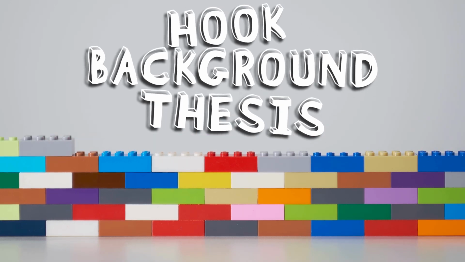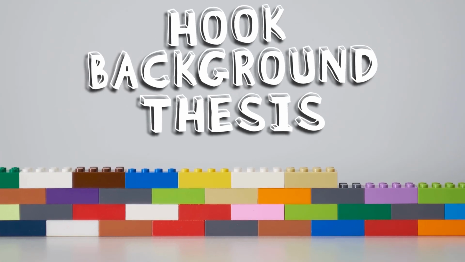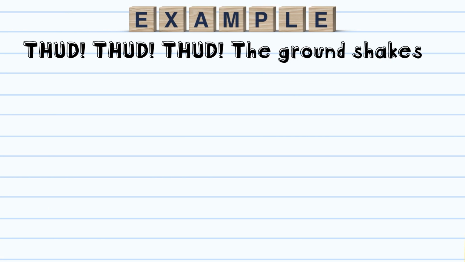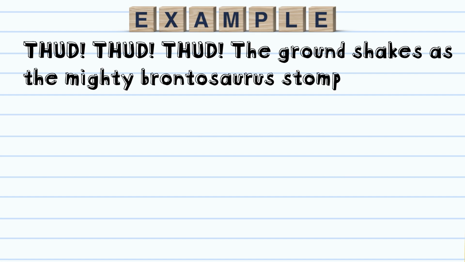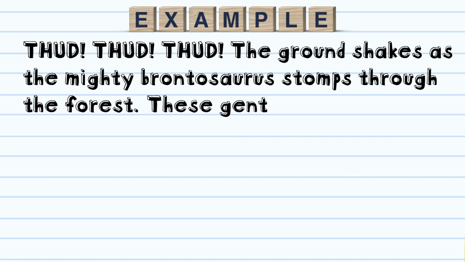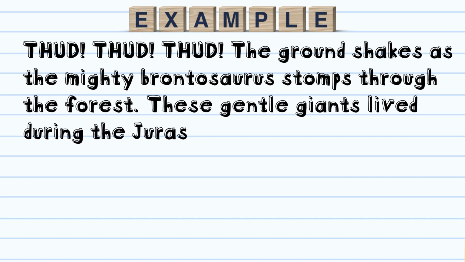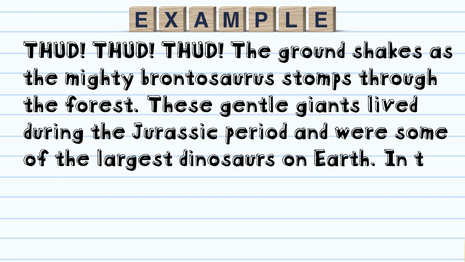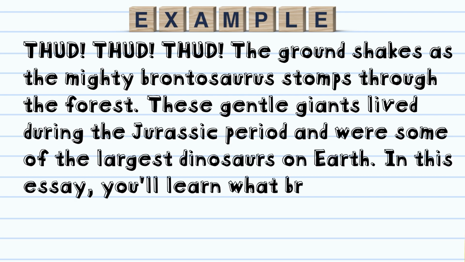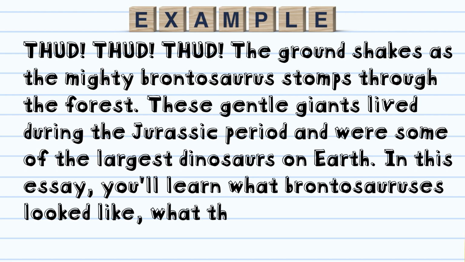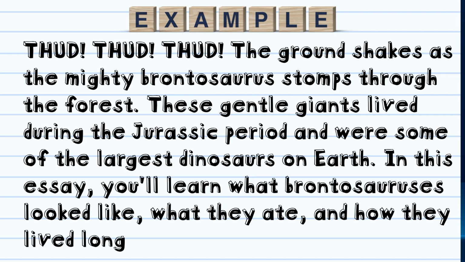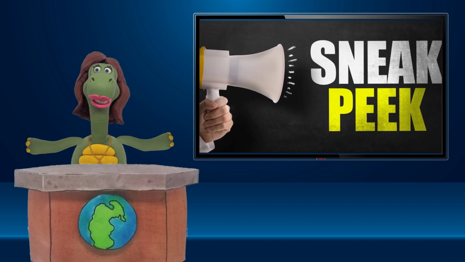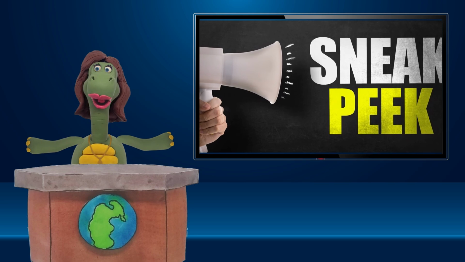Let's see if you can spot the hook, background, and thesis. Thud, thud, thud. The ground shakes as the mighty Brontosaurus stomps through the forest. These gentle giants lived during the Jurassic period and were some of the largest dinosaurs on Earth. In this essay, you'll learn what Brontosauruses looked like, what they ate, and how they lived long ago. That's a dynamite introduction. It grabs the reader's attention, gives background, and clearly tells what the essay will teach.